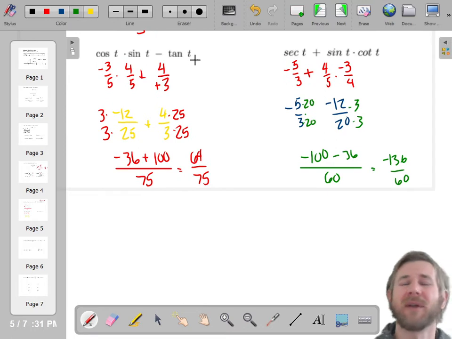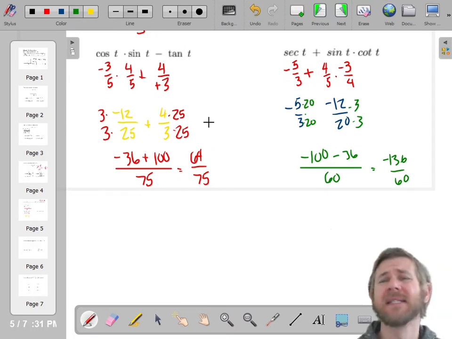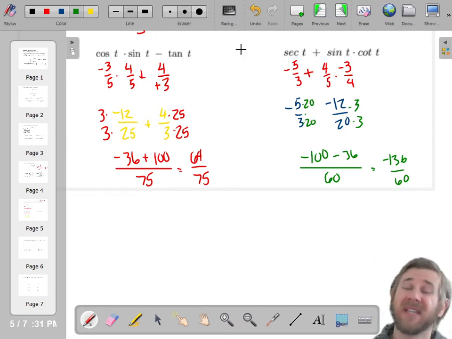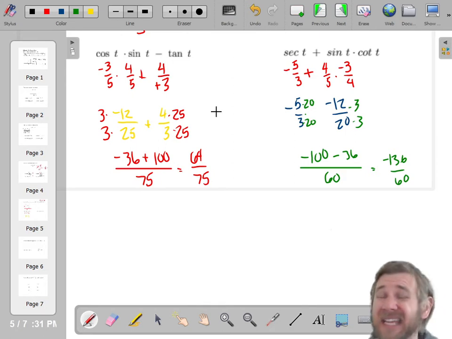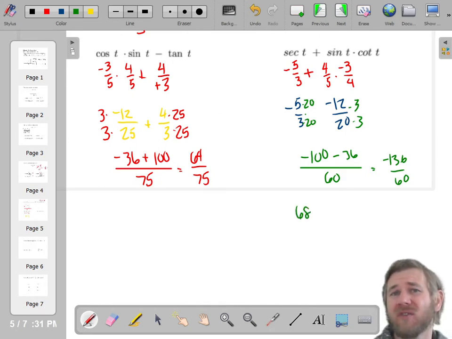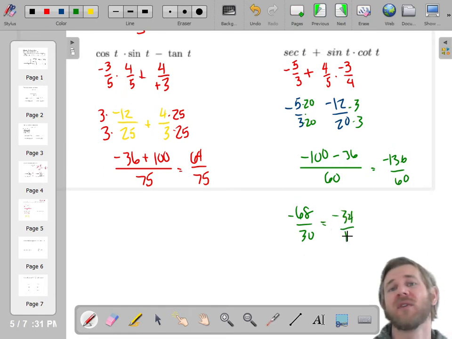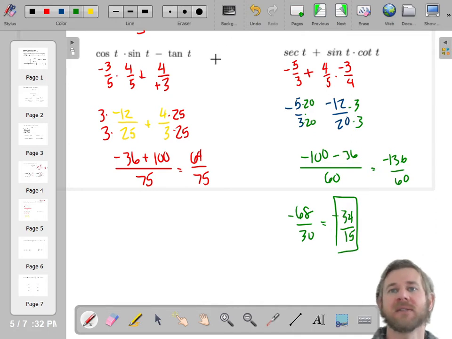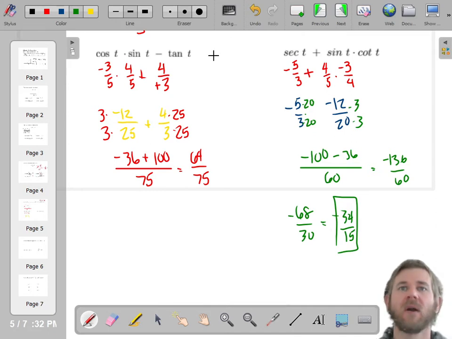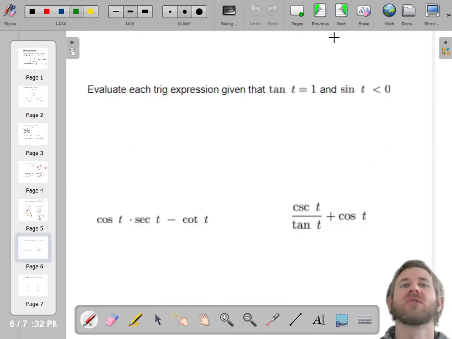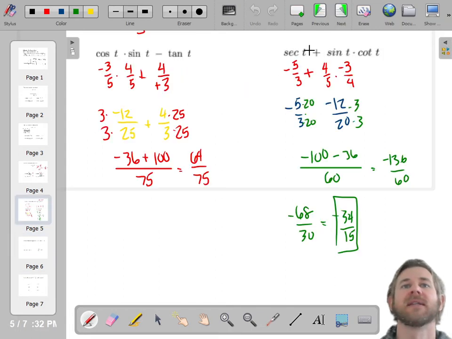We can reduce that a little bit, right? Let's see. 136 is even. If you cut it in half, what do you get? 68. 68 over 30, which is also even again. So I'll do negative 34 over 15, and I think then I'm good. So negative 68 divided by 30 is negative 34 over 15, and then that's my answer. All right, let's do some other problems just like this.